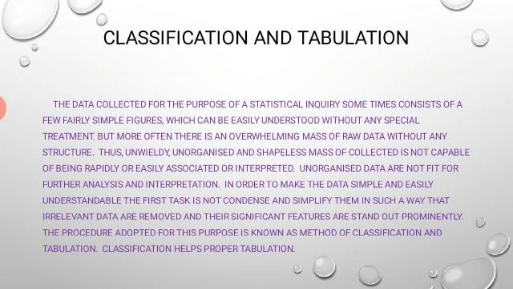In order to make the data simple and easily understandable, the first task is to condense and simplify them in such a way that irrelevant data are removed and their significant features stand out prominently. The procedure adopted for this purpose is known as the method of classification and tabulation. Classification helps proper tabulation.